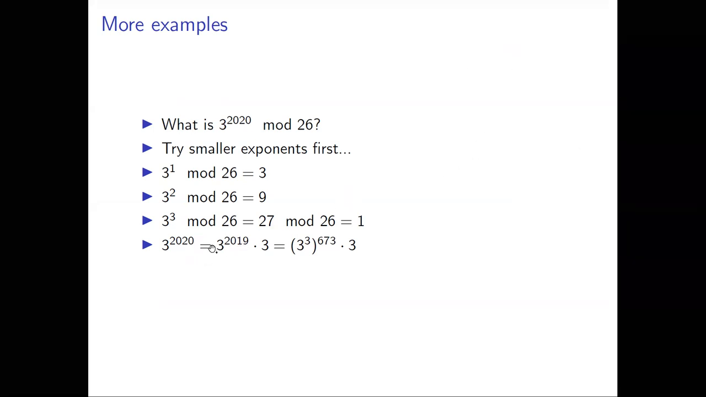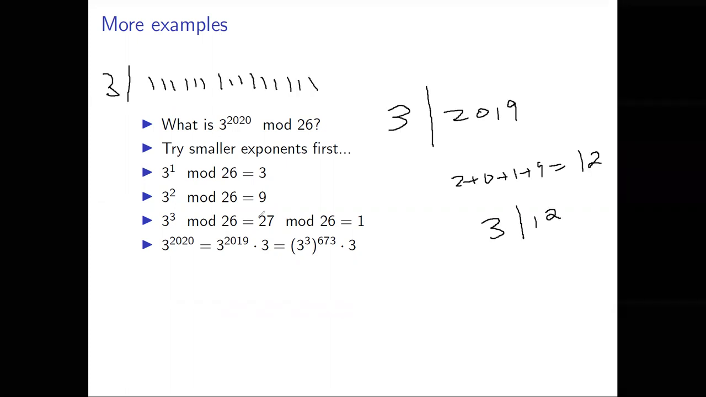So we have 3 to the 2020 equals 3 to the 2019 times 3. And 2019, we said it's divisible by 3, so we can divide it by 3, and we get 673. So we can write 3 to the 2019 as 3 to the 3 raised to the 673. And again, we have the times 3 here. We still have it right here. And now we can use that same property that we used on the last slide, that x times y mod m is the same as x mod m times y mod m, mod m.